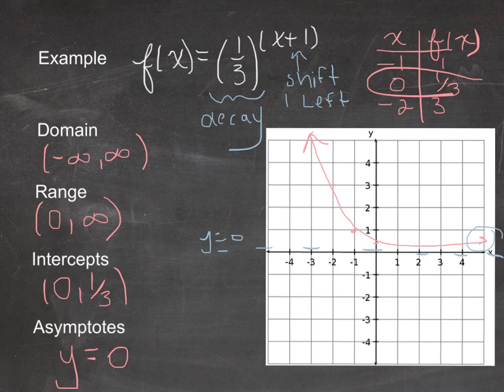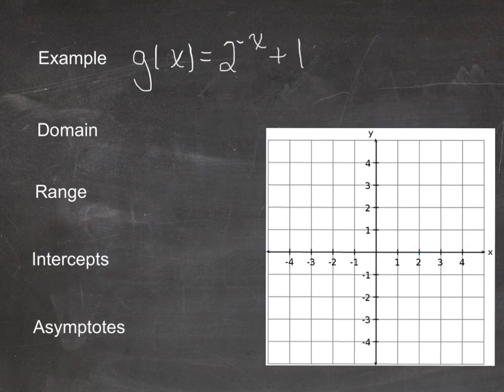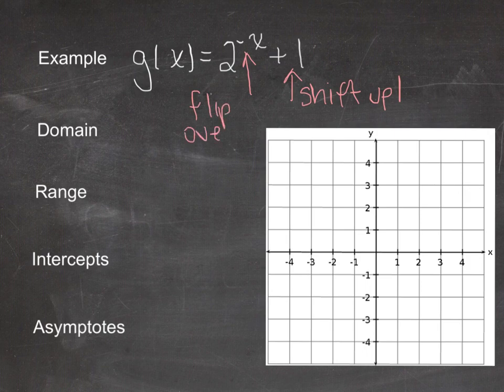Okay, so let's see one more quick example. g of x is equal to 2 to the -x plus 1. So in this one, I have a shift. I'm going to shift up 1 unit. And this -x means I'm going to flip over the y-axis. And it has the same base as my parent function.